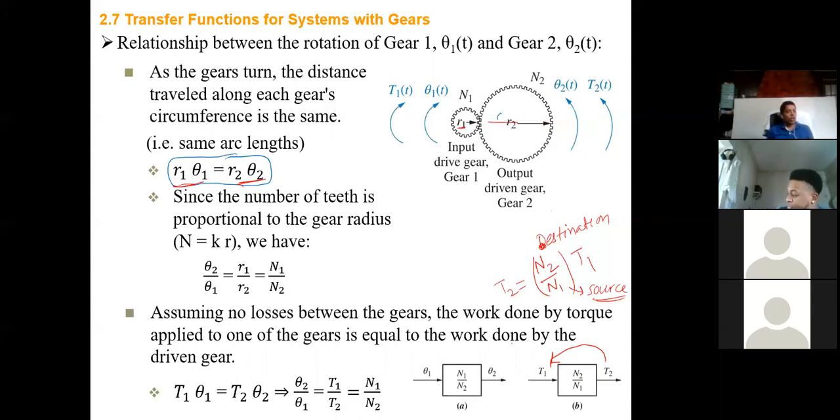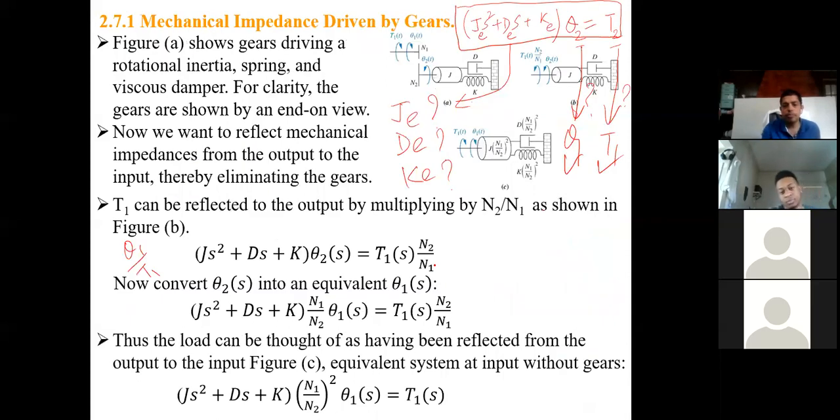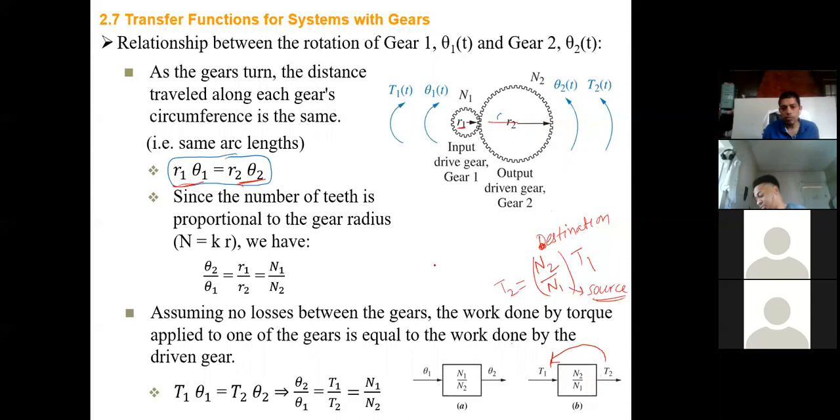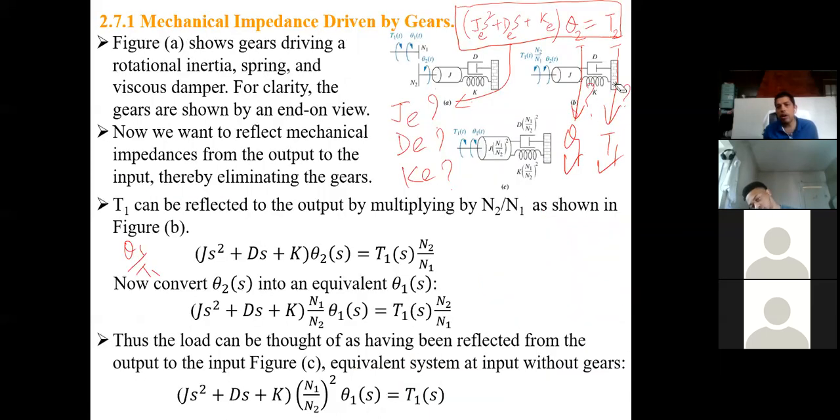Okay? So what is the relationship between T2 and T1? This is the thing, right? So replace this guy by, okay, now my T2 is replaced by T1 N2 over N1. Does it make sense?